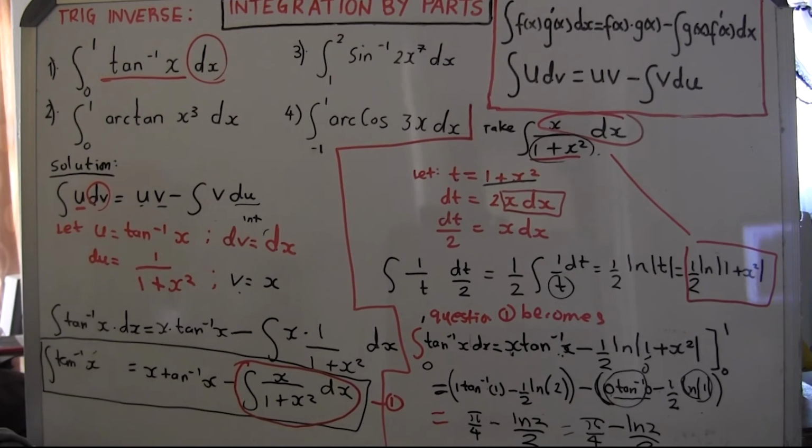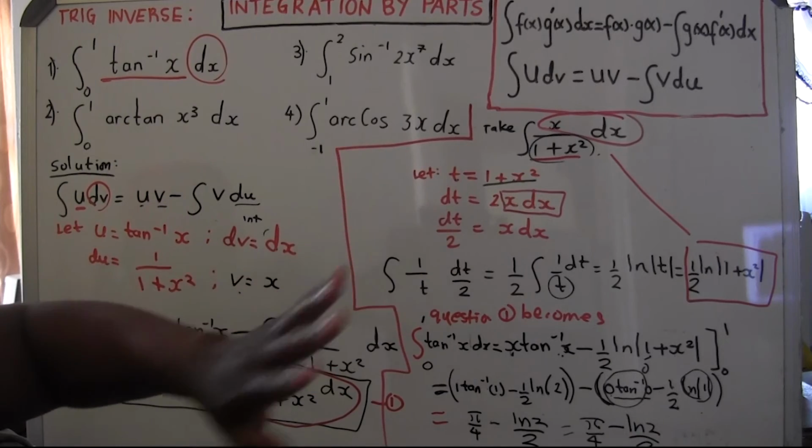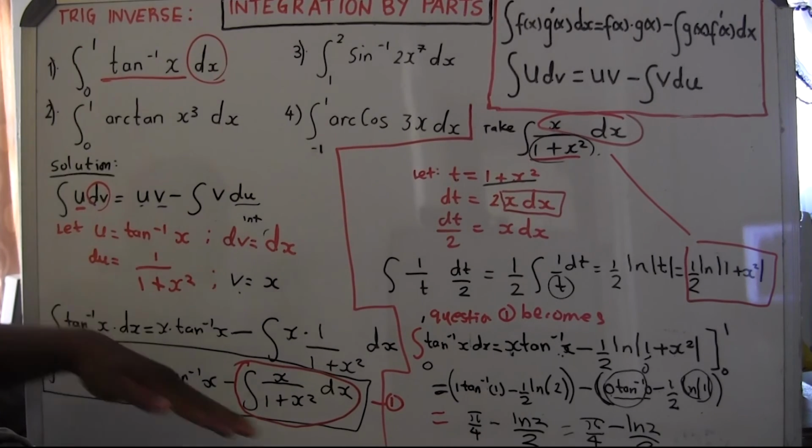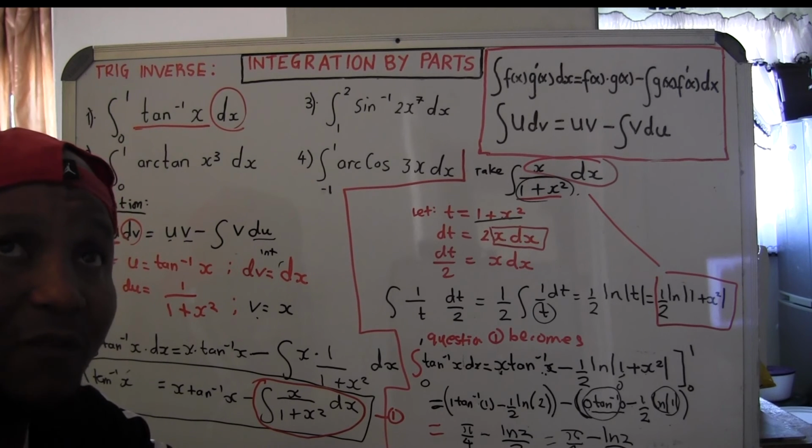So that's how you solve this question. Finally, it's pi over 4 minus ln of 2 over 2. So you can start it from the top and go all the way to the end. I hope you learn from my methodology and you learn from my mistake too.